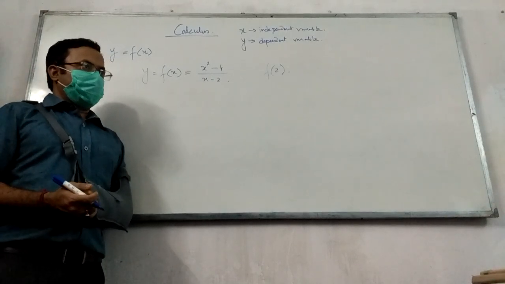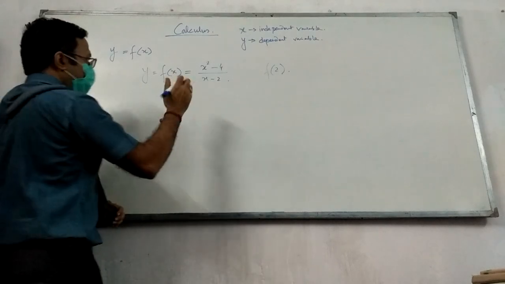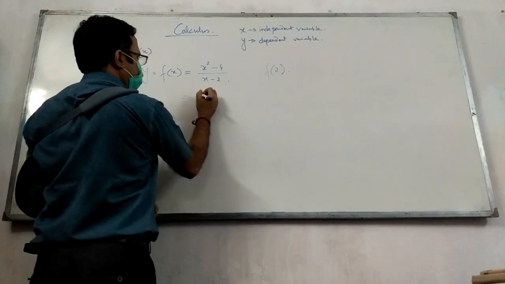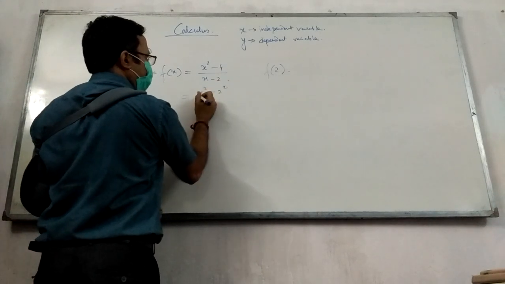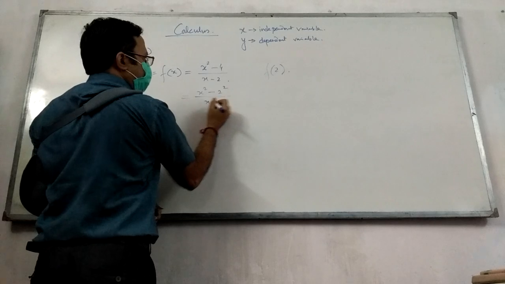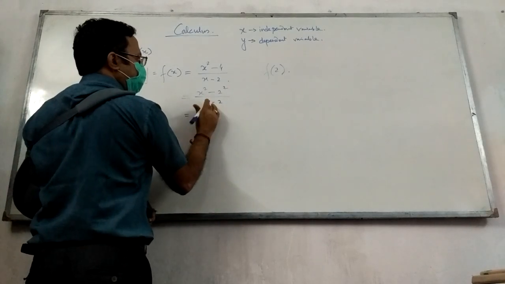So let's work on this concept: x square minus 4, we can write as x square minus 2 square, divided by x minus 2, and now we can take x minus 2 common.